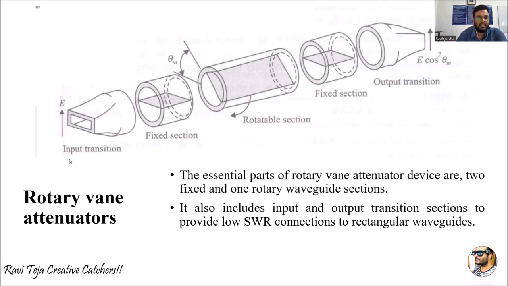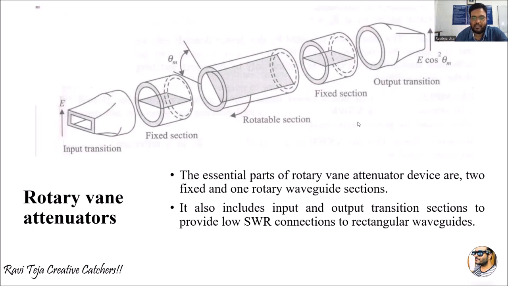At the input transition, we give the E vector, and at the output transition we get cos squared theta with respect to the E vector. We will see what this cos squared theta is in the further slides. The essential parts of a rotary vane attenuator are two: one is the fixed waveguide section and the other is the rotatory waveguide section. As I have already shown, some parts are fixed and some are rotatable.